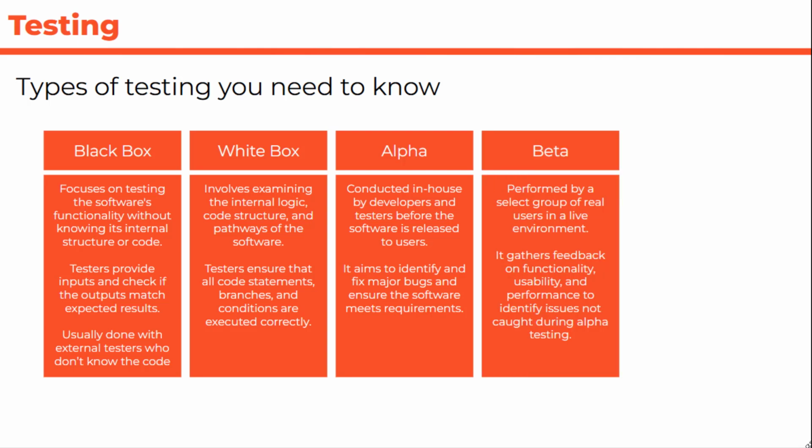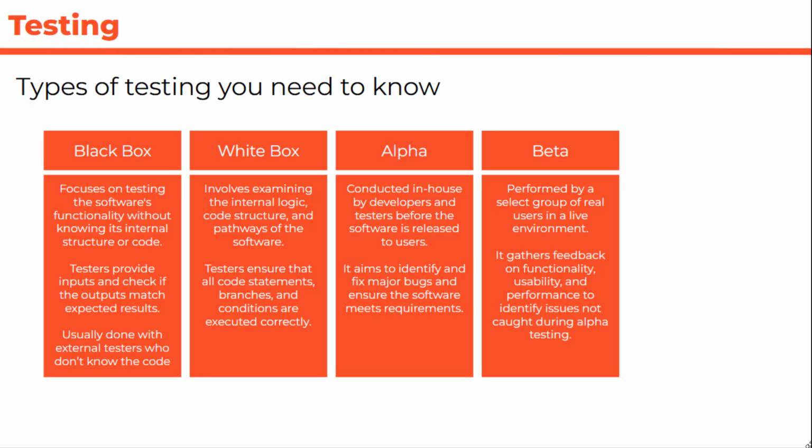Beta testing is very commonly known by lots of my students because they might have come across a game that's in beta. This is performed by a select group of real users in a live environment, and it gathers feedback on functionality, usability, and performance to identify issues that are not caught during the alpha testing stage. And what's good here is you can massively expand the net. Lots of companies offer partially working or limited copies of their games, for example, and they would say download it, use it, test it, and then all the information will go back to the development team.